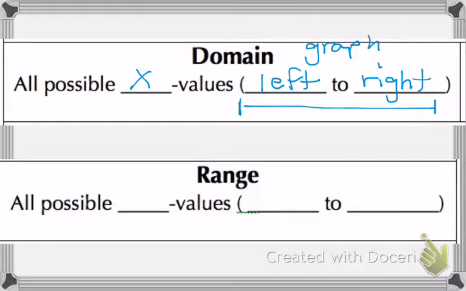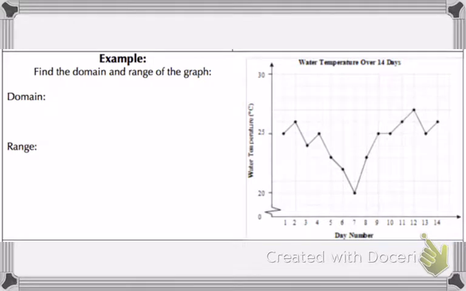If we're talking about range, then we're talking about all possible y values. So from lowest to highest. So we're going low up to high. So as an example on here, the domain, farthest left x value is here, farthest right x value is here. So the domain would be from 1 to 14.